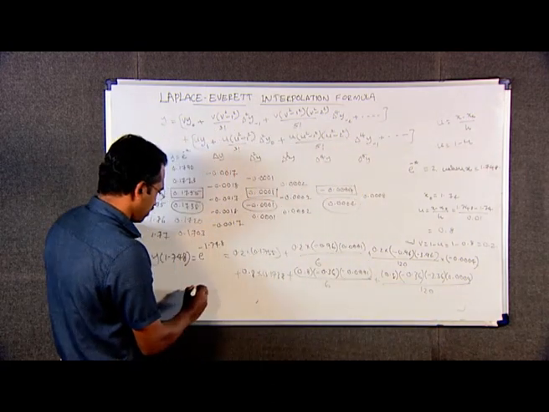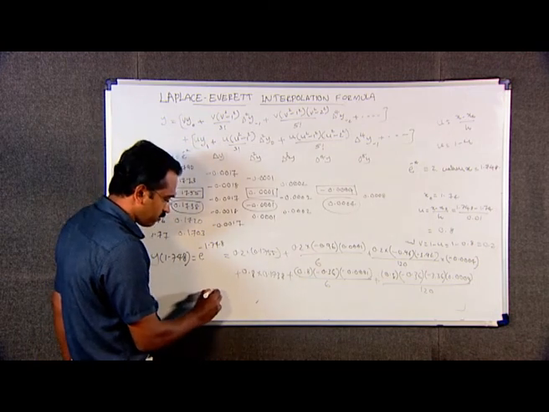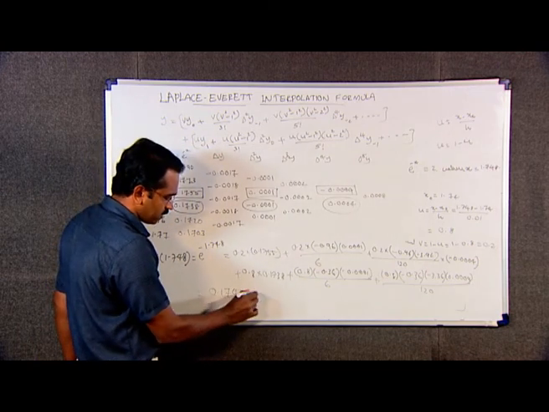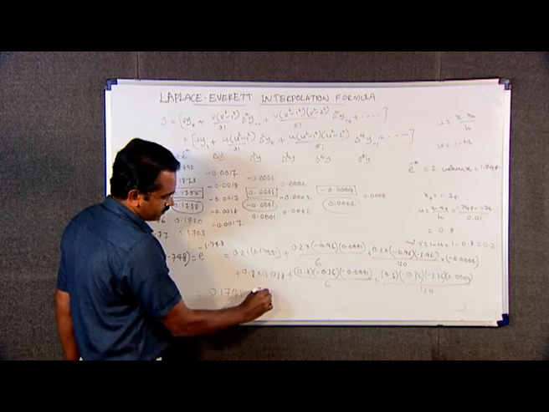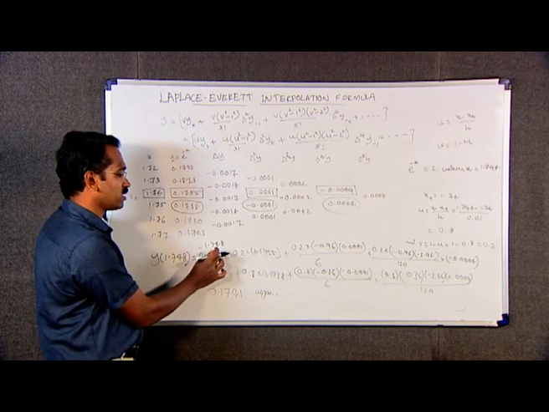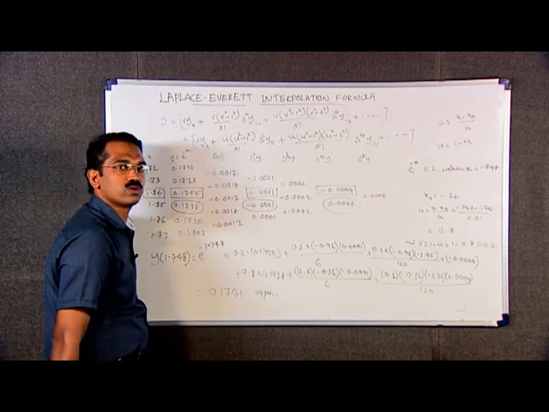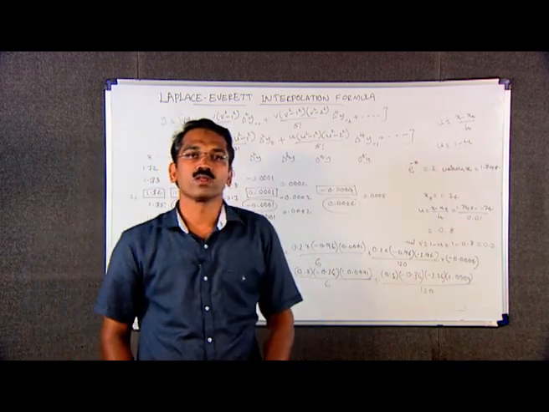On simplification, we will get this as 0.1741 approximately. That is the value of e raised to minus 1.748 is equal to 0.1741 approximately.